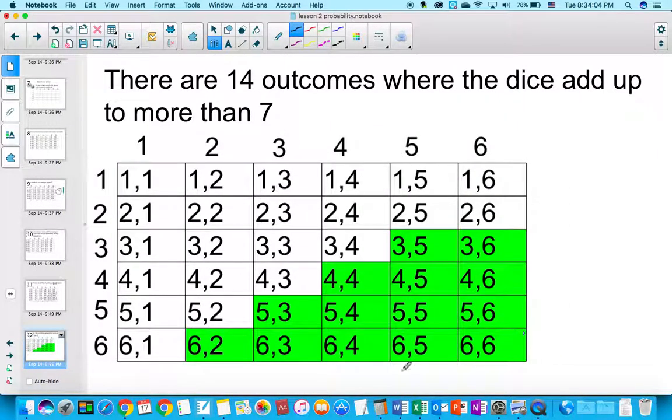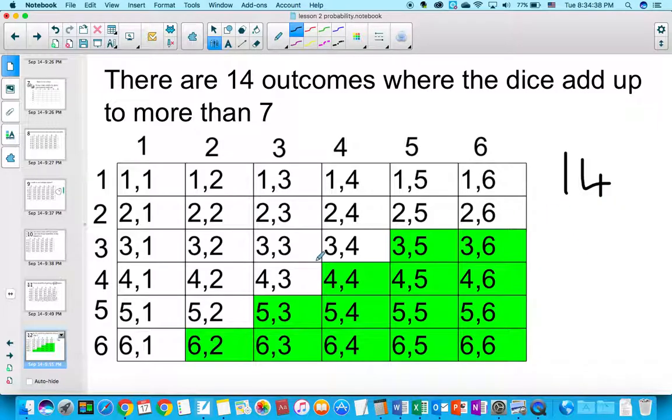So a better picture would be like this, right? So we can see the question's asking us, what is the probability of getting an outcome where the roll of both dice add up to something more than 7? Well, each of these, when you add these 2 numbers together, they're more than 7. Don't pick 5 and 2 or 4 and 3 because that is 7. We're looking for more than 7. So when you count those up, you have a total of 14 outcomes that are greater than 7.